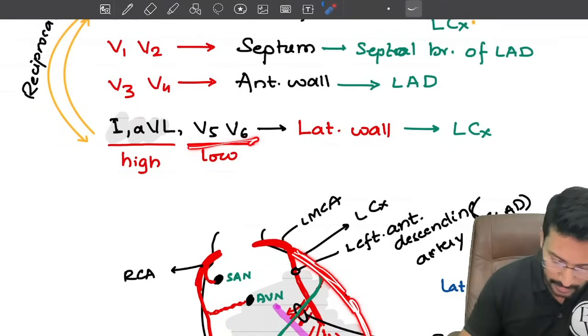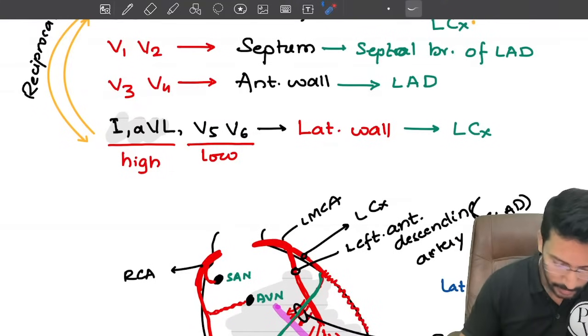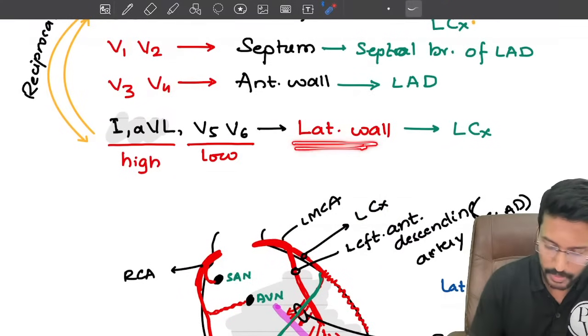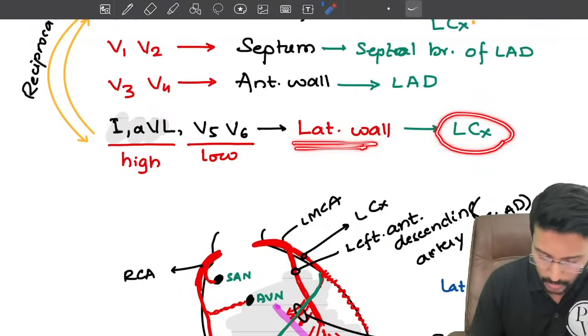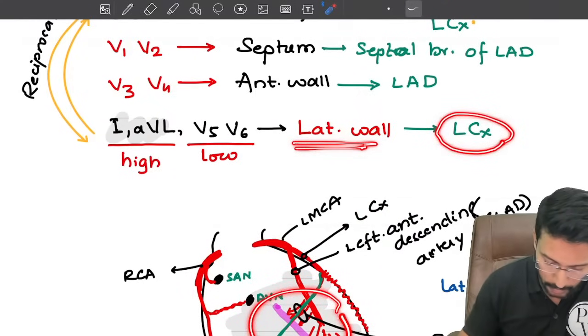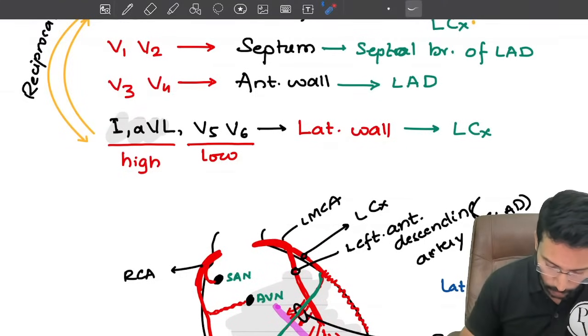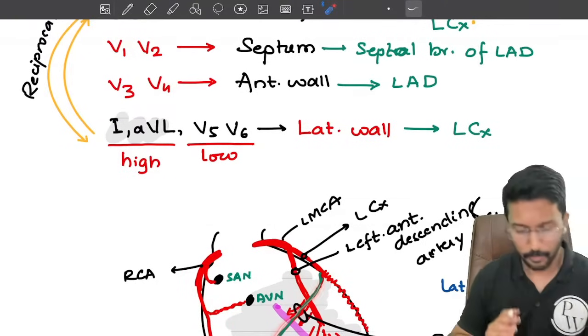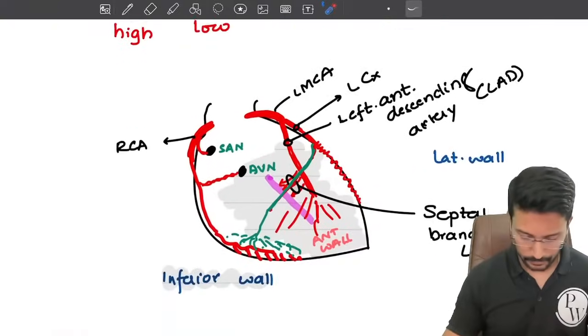This lateral wall is supplied by the branch of the left main coronary artery called the left circumflex artery. So for a lateral wall MI, you should suspect circumflex artery occlusion. Anterior wall MI, you should suspect the LAD occlusion. Inferior wall MI, the first thing you should suspect is the right coronary occlusion, and rarely the circumflex branch occlusion, right?